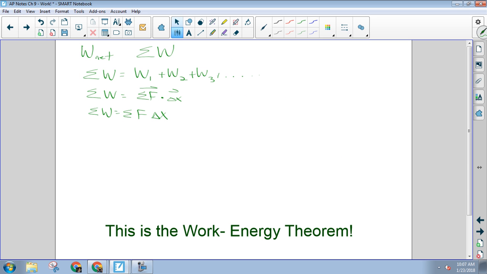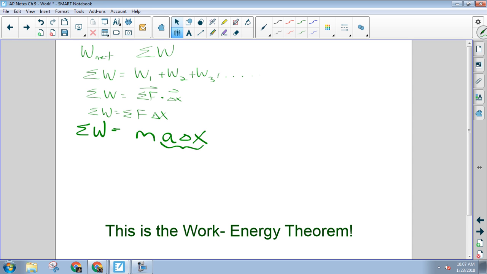So net force. What's net force? Newton's second law: mass times acceleration, right? So I'm going to replace net force with mass times acceleration. So I get mass times acceleration times delta x. So this is still net work, right? Everybody good? Yep.